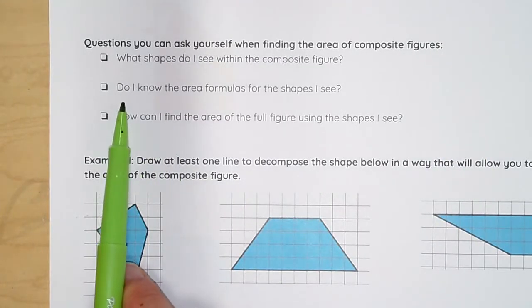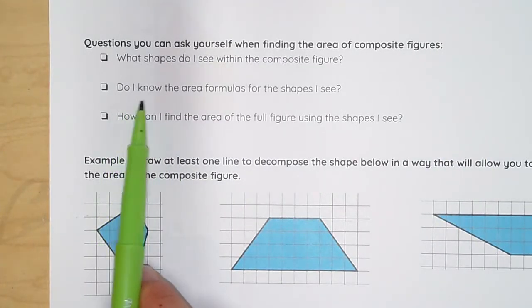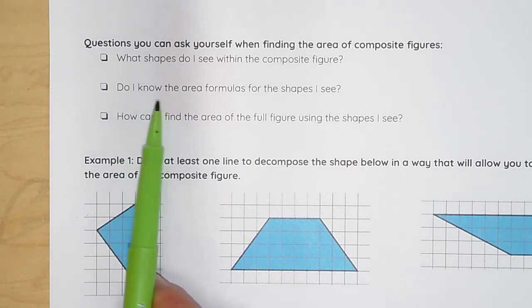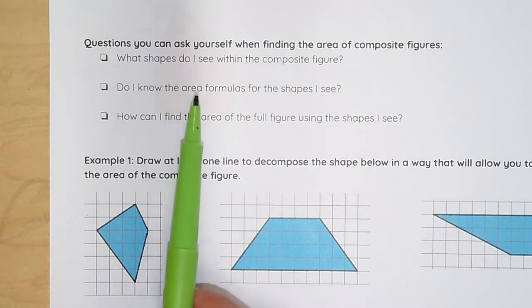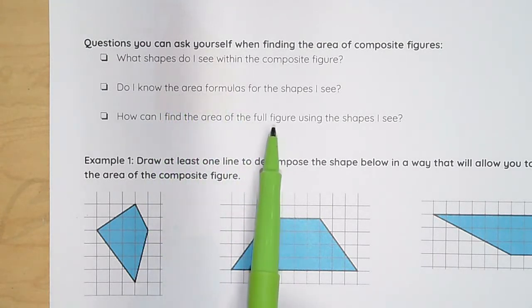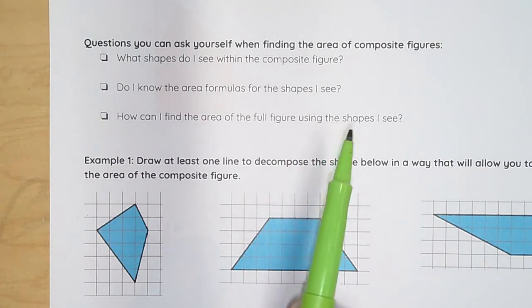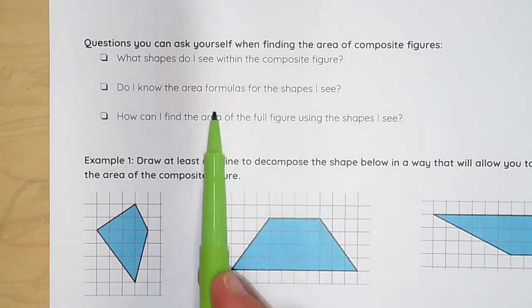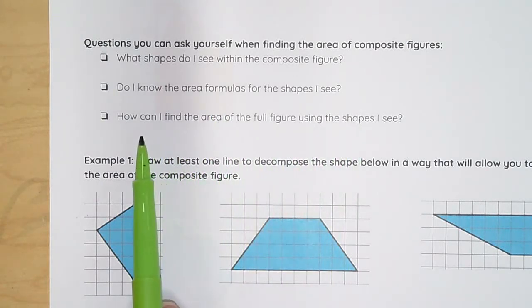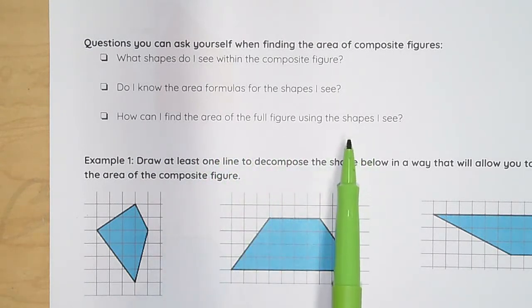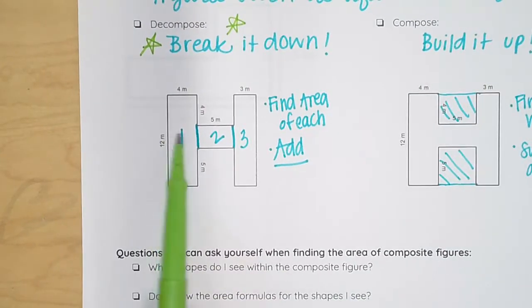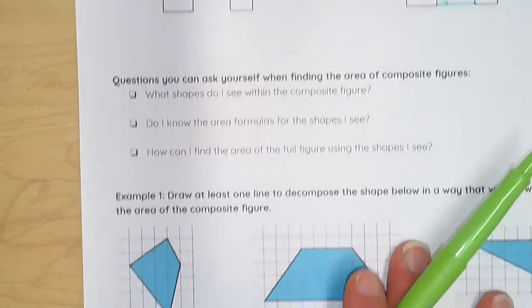The next question is, do I know the area formula for the shapes I see? So if I see a trapezoid somewhere, that's great and all, but I don't have the area formula for a trapezoid, so it's not going to be incredibly useful to me. Triangles, rectangles, I have those formulas, so those are helpful. And then how can I find the area of the full figure using the shapes that I see? So you can break it down. Here we broke our figure down into 3 parts. You can do more than 3 parts if needed, sometimes maybe only 2.